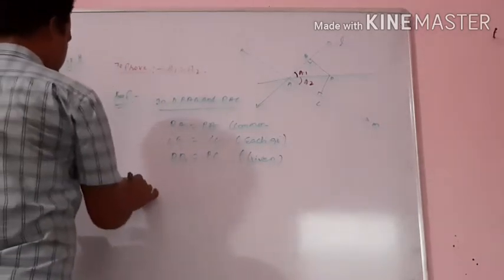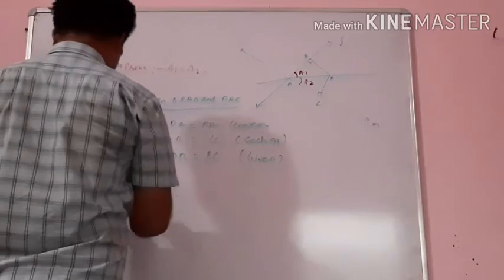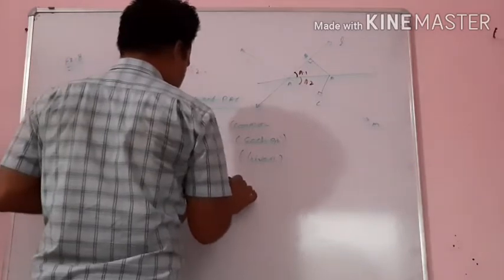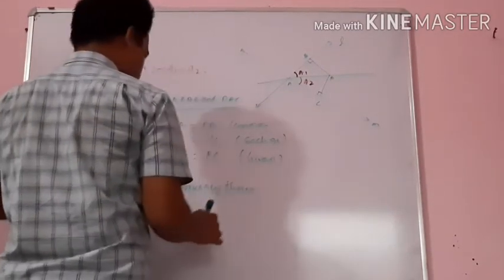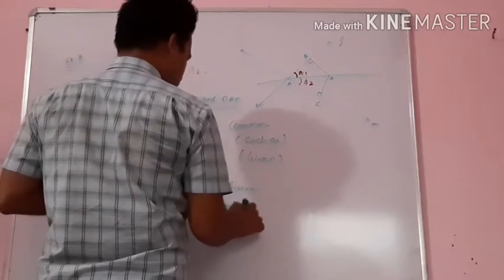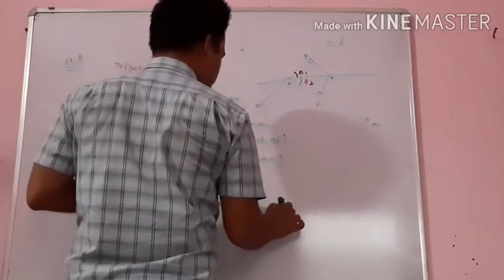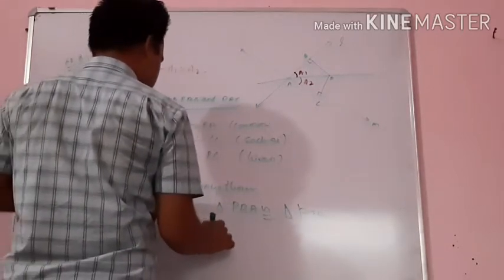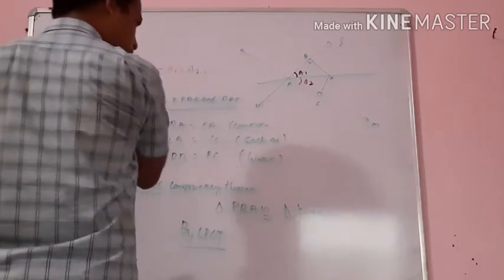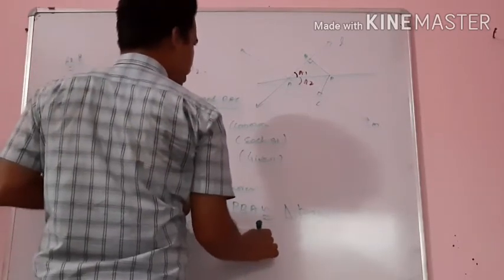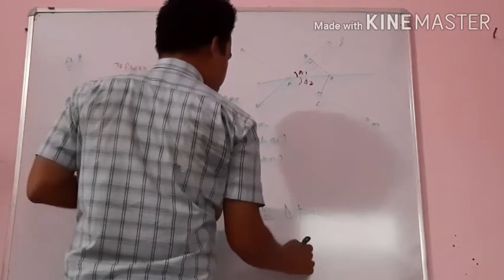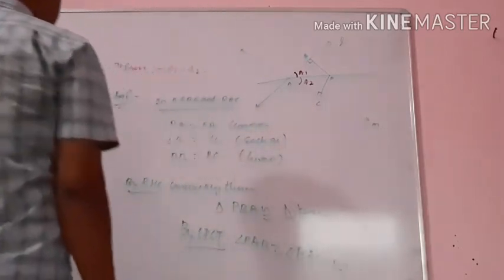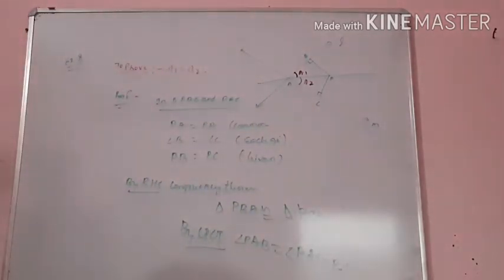So by the RHS congruency theorem, triangle PBA is congruent to triangle PCA. By CPCT, angle PAB equals angle PAC. That is what we had to prove. We have already proved it. Now we will move on.